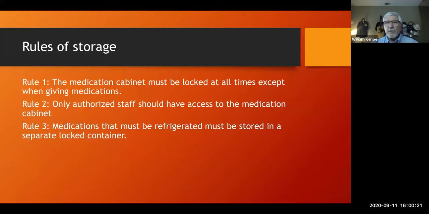And then you want to make sure that medications that have to be refrigerated are stored in a refrigerator at proper temperature, and that will be stated on that auxiliary label. And they should be in a separate locked container. I realize most places are probably not going to have a separate medication refrigerator. Optimal would be that you do that. But if you don't, then at least have them in a separate locked container in the refrigerator, preferably somewhere in the middle of the refrigerator. That's where the temperature is most constant.